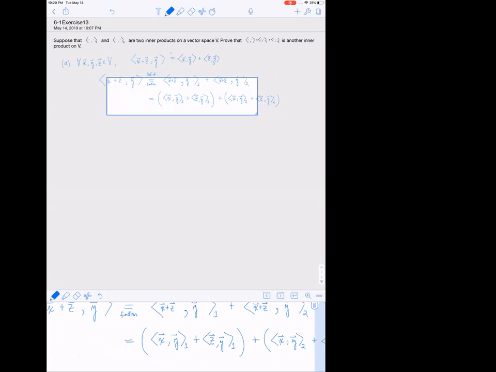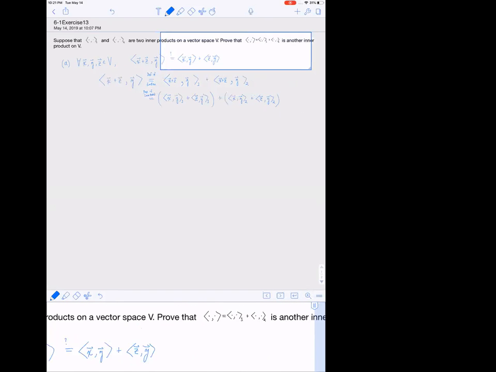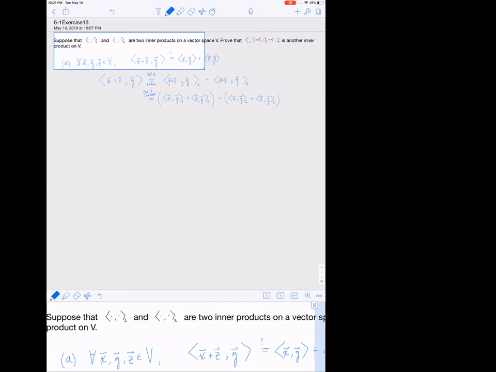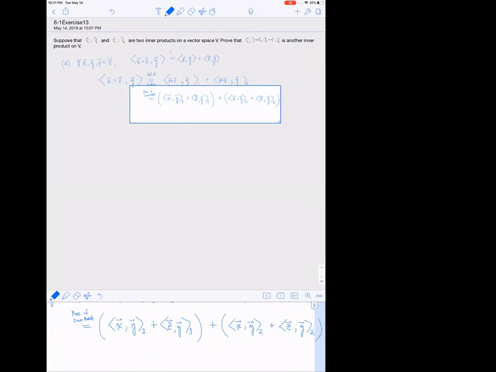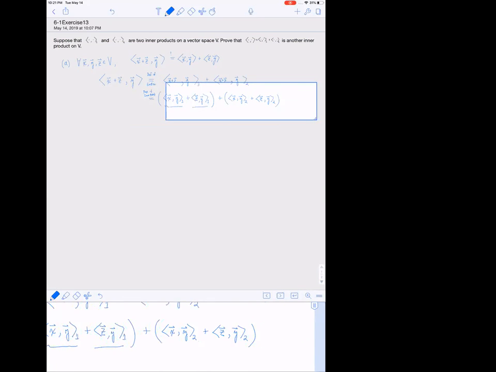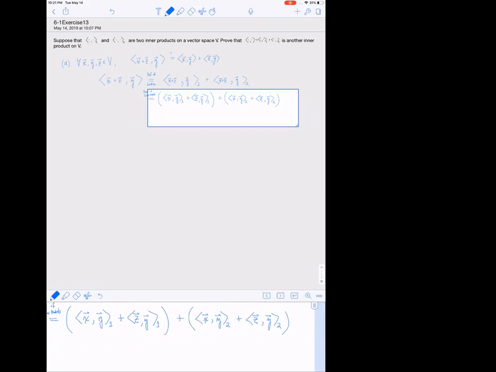So this is properties of inner products. These guys actually are inner products, so they have all the properties that inner products are supposed to have. Well, now that when you take the inner product of x and y using brackets 1, that's a field element. Similarly, that's a field element, that's a field element, and that's a field element. So all the things that we know about scalars hold. In particular, addition is commutative and associative.